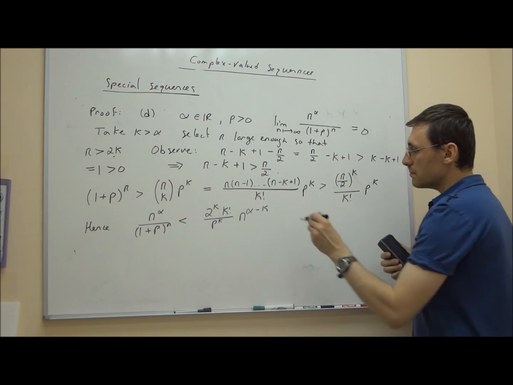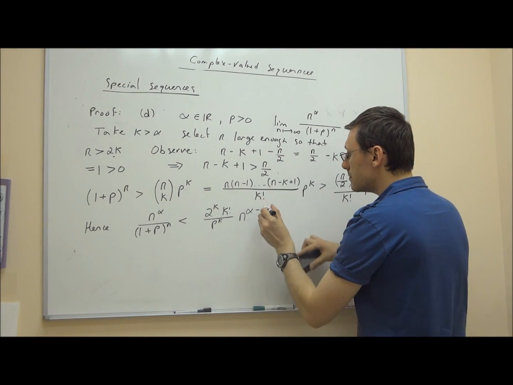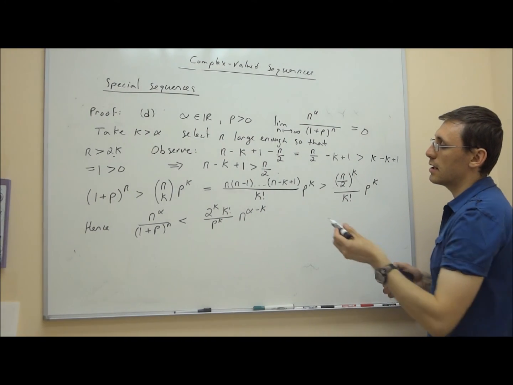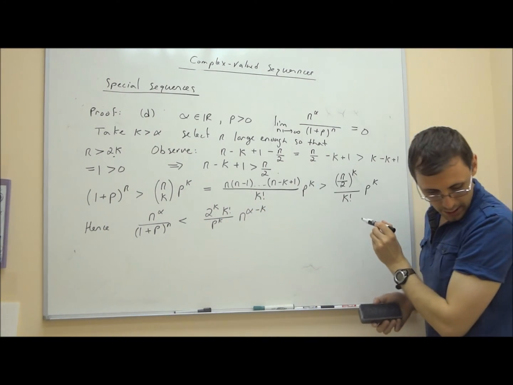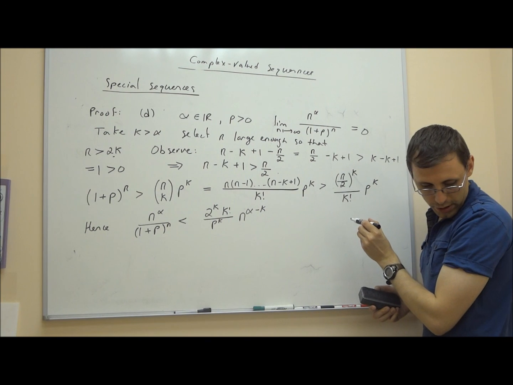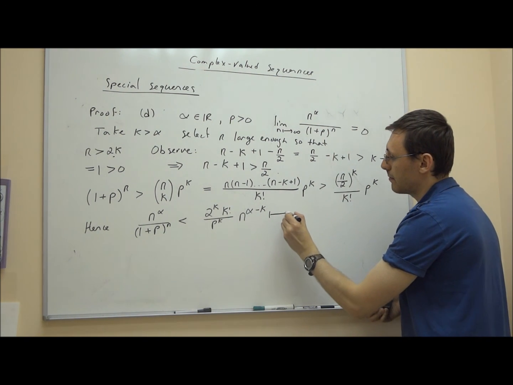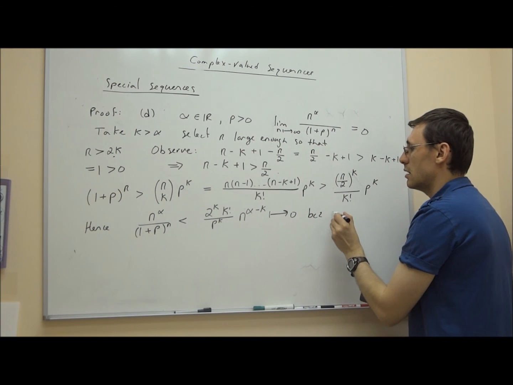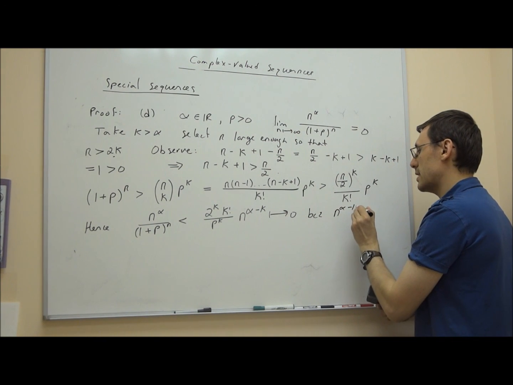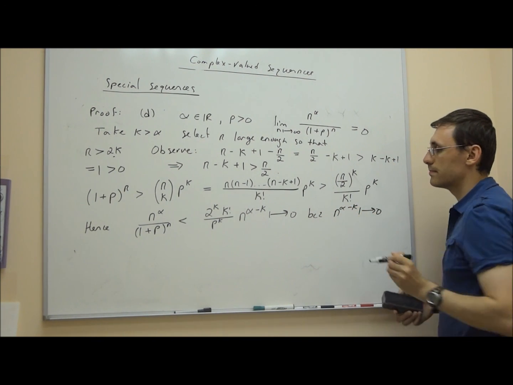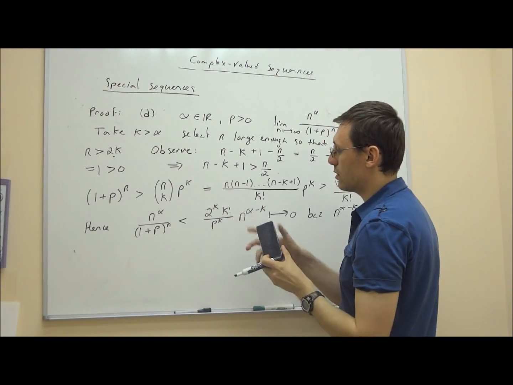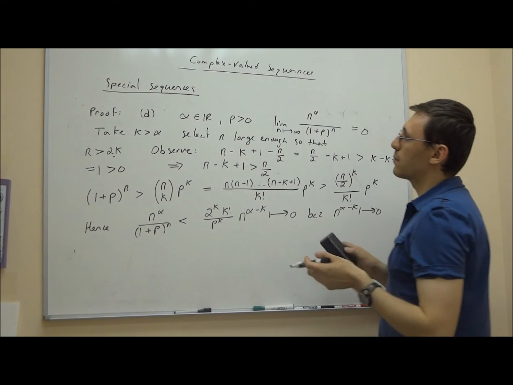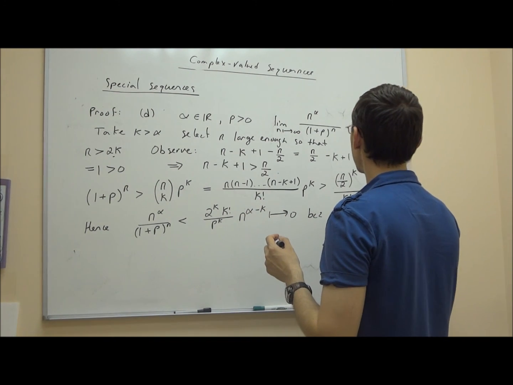So since alpha is smaller than k, this entire thing is going to go to 0. That's because n to the alpha minus k will go to 0. And this is just fixed, right? We don't vary the k. So that proves D.